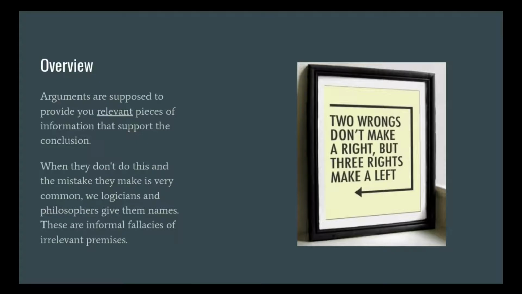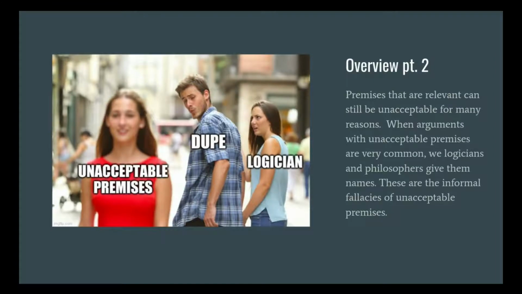Arguments are supposed to provide you relevant pieces of information that support the conclusion. When they don't do this, and the mistake they make is very common, we often give them names. These are the informal fallacies of irrelevant premises. Premises can have relevant pieces of information, but still be unacceptable. When an argument has an unacceptable premise, and it's very common, we'll give it a name, and these will be the informal fallacies of unacceptable premises.